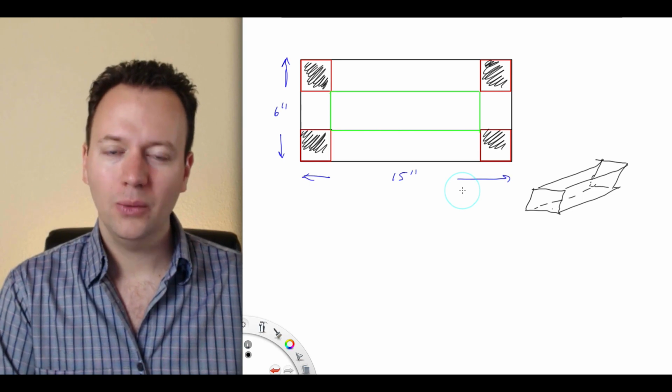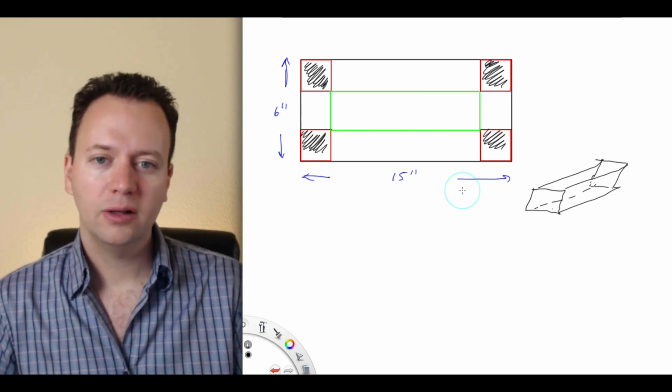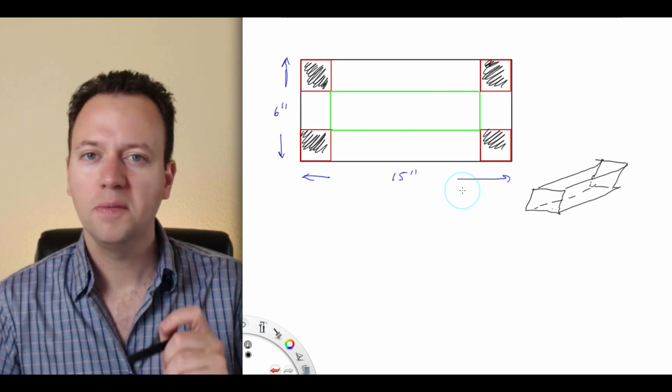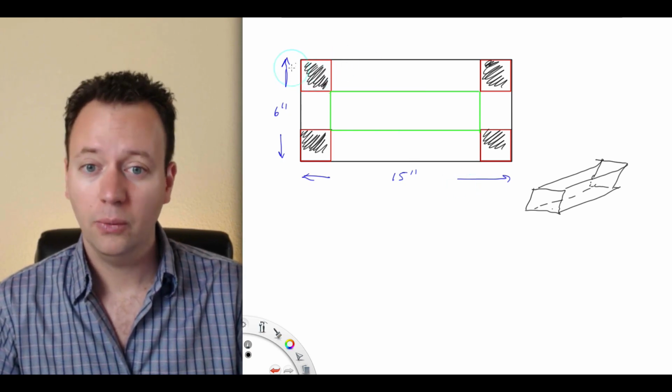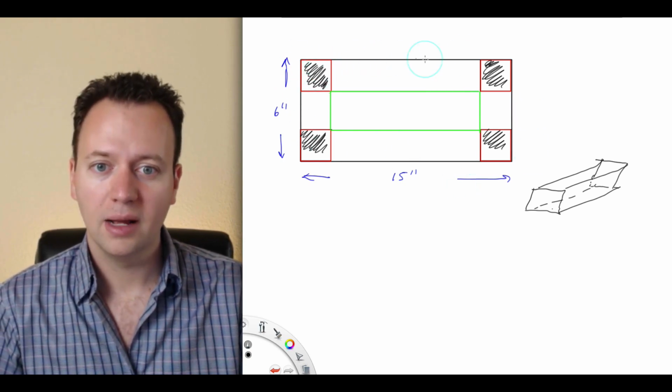Okay, so given this sheet of rectangular cardboard, 6 inches by 15 inches, what's the maximum volume of a box that we can make out of this? So how do we construct a box with as much volume as possible, given the constraint that we only have this finite amount of cardboard?